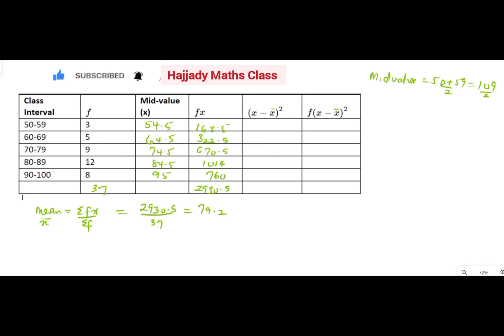So what we just need to do here is to get x minus x bar and square it. What do I mean in getting this? For the first value, it means x. My x is 54.5. That is, I have 54.5 minus x bar, which is 79.2. So I'm going to subtract this and square. You understand? So the same thing will be done for the second one, that is 64.5 minus 79.2, then squared it.